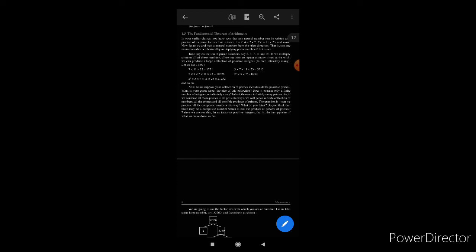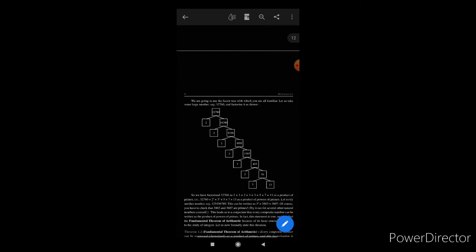The question is, can we produce all the composite numbers this way? What do you think? Do you think that there may be a composite number which is not the product of powers of primes? Before we answer this, let us factorize positive integers, that is, do the opposite of what we have done so far.